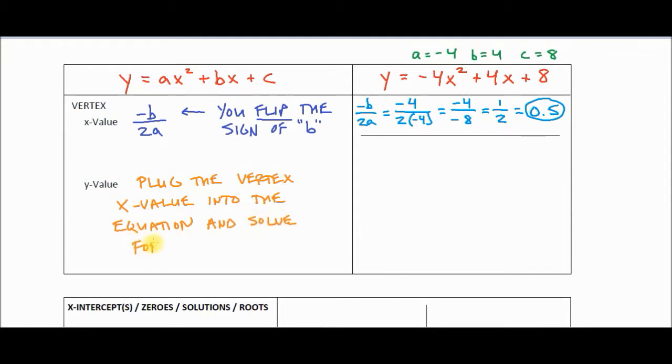And solve for y. That's all you have to do. Let's go ahead and plug that in. So our equation is y equals... remember, whenever you plug in a variable, you always put it in parentheses so you don't mess up the sign. We've got 0.5 squared, it's positive, so we don't have to worry about a sign, plus 4 times 0.5 plus 8. Go ahead and put that in your calculator.